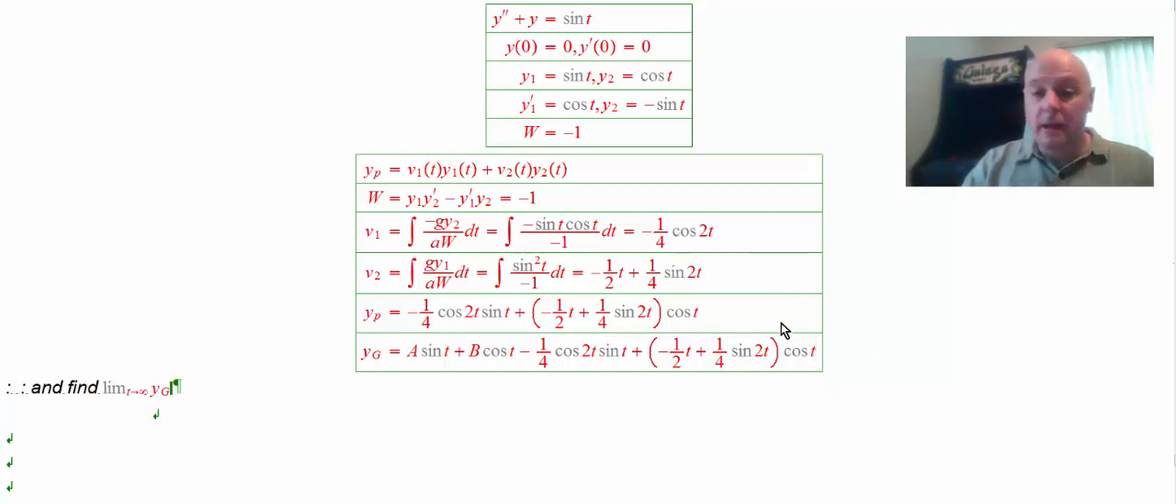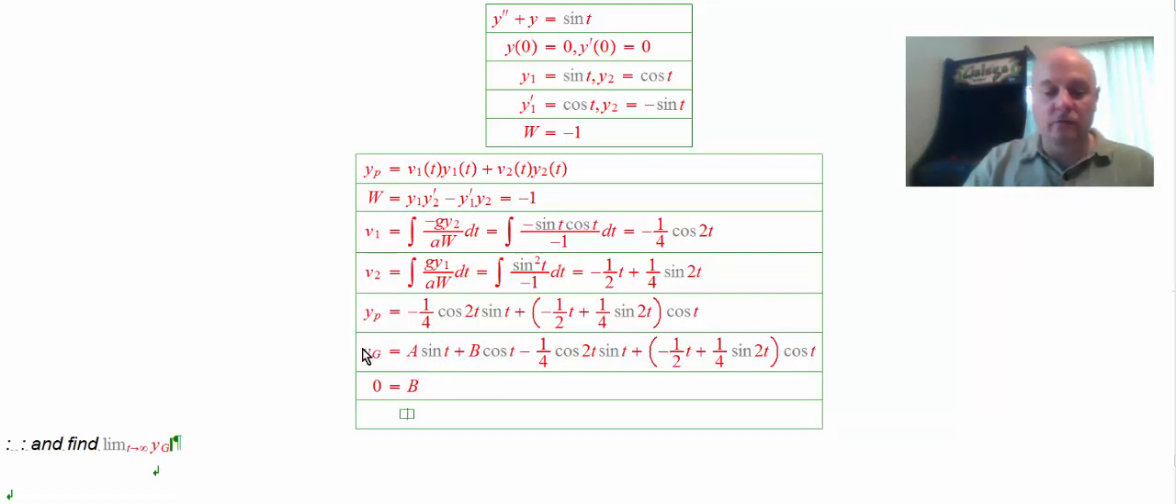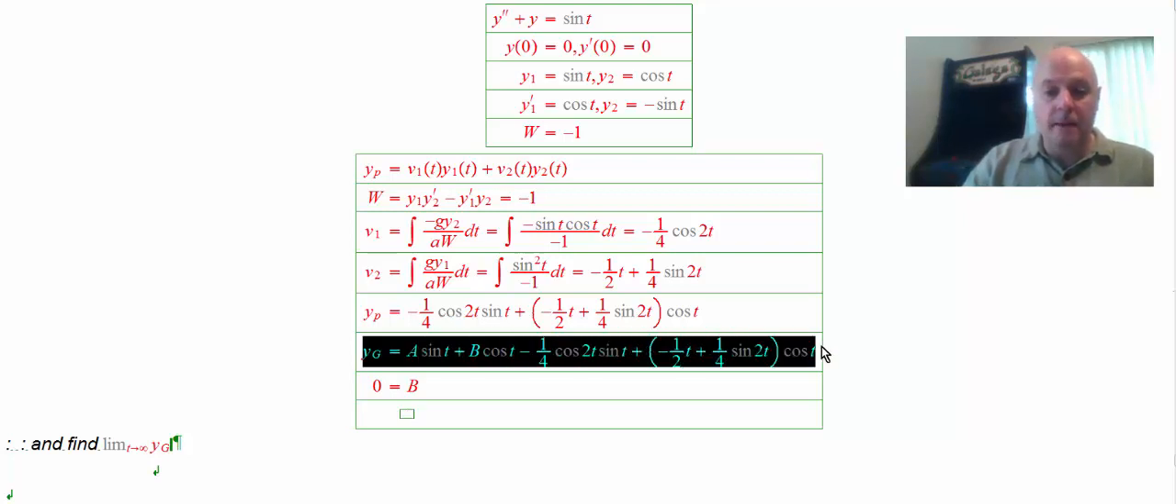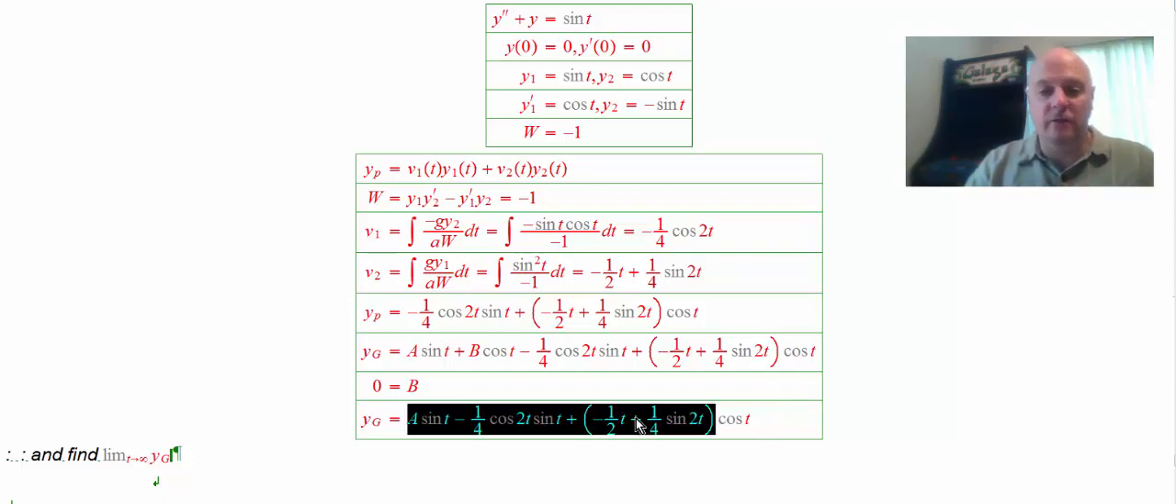They're two constants. Let's invoke when t is equal to 0, y is equal to 0. So that means 0 equals, sine of 0 is 0, cos of 0 is 1, sine of 0, that's all 0. So b is equal to 0. That means our general solution must be of this form. Now I need to take the derivative of it so I can invoke the second condition here, that y prime of 0 is equal to 0.